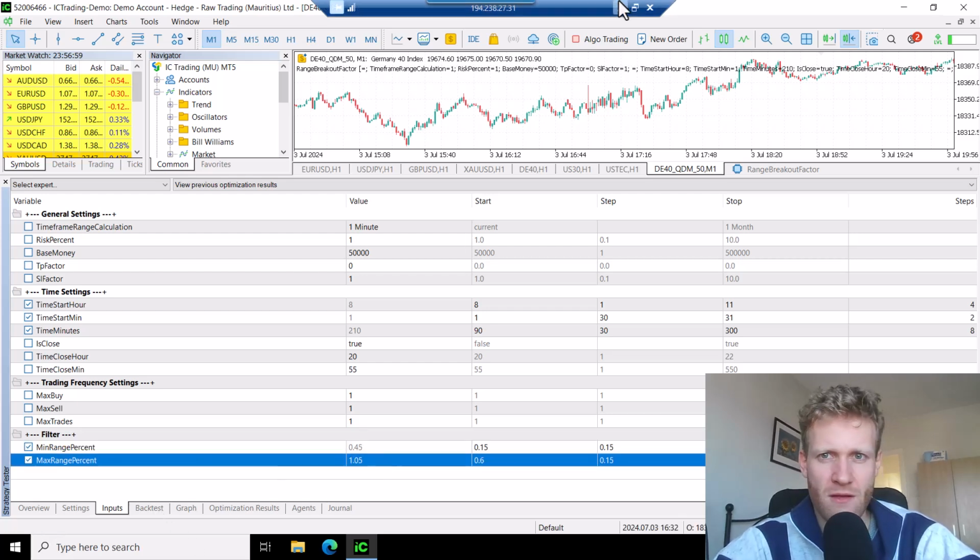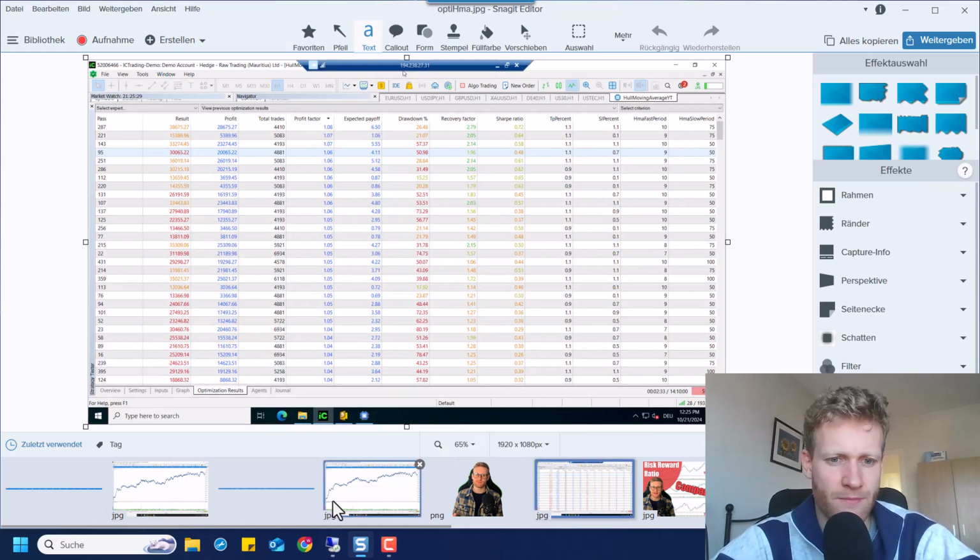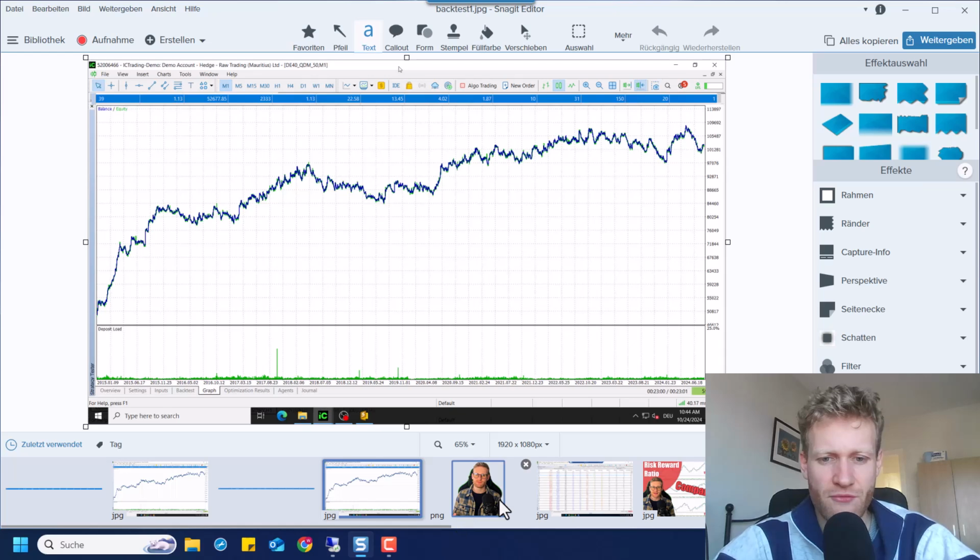So also on my PC here, I had, for example, after my first optimizations, I made some backtests. For example, this was a backtest where I used the range from 10:30 for 2 hours, 10:30 to 13 o'clock, and closed at 20:55 in the evening with the first trade traded only. So you can see the performance was looking like this.